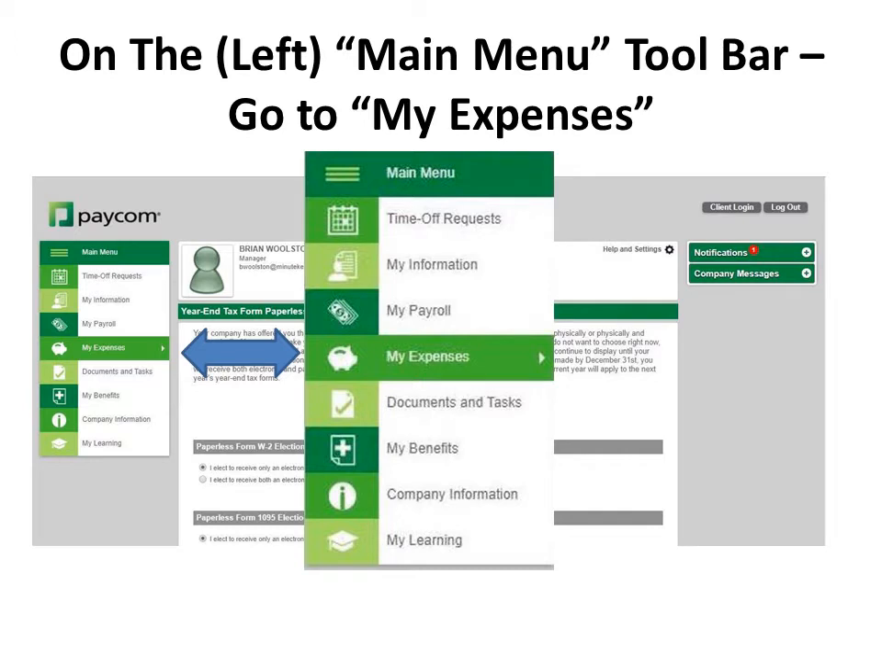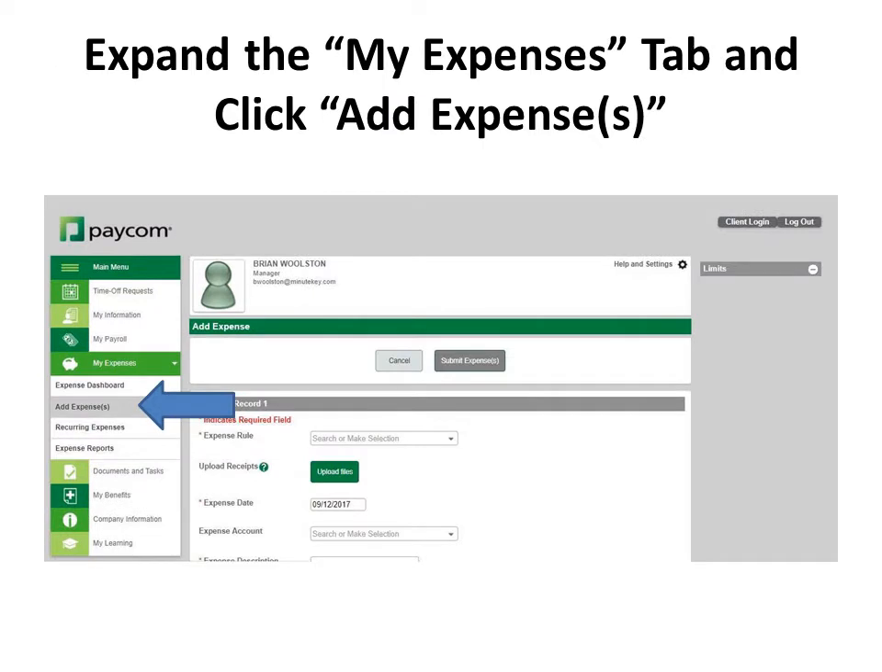When you log in, the first window that pops up has a main menu bar on the left-hand side, and 4 categories down you have a tab, My Expenses. You want to click on that to expand. Once you expand it, you have 4 options: Expense Dashboard, Add Expense, Recurring Expense, and Expense Reports. You're going to want to add expenses.